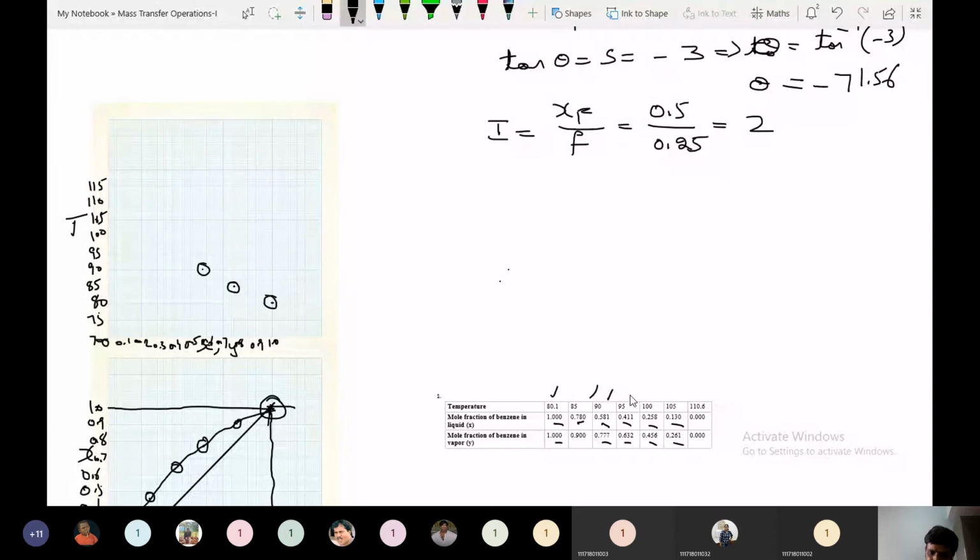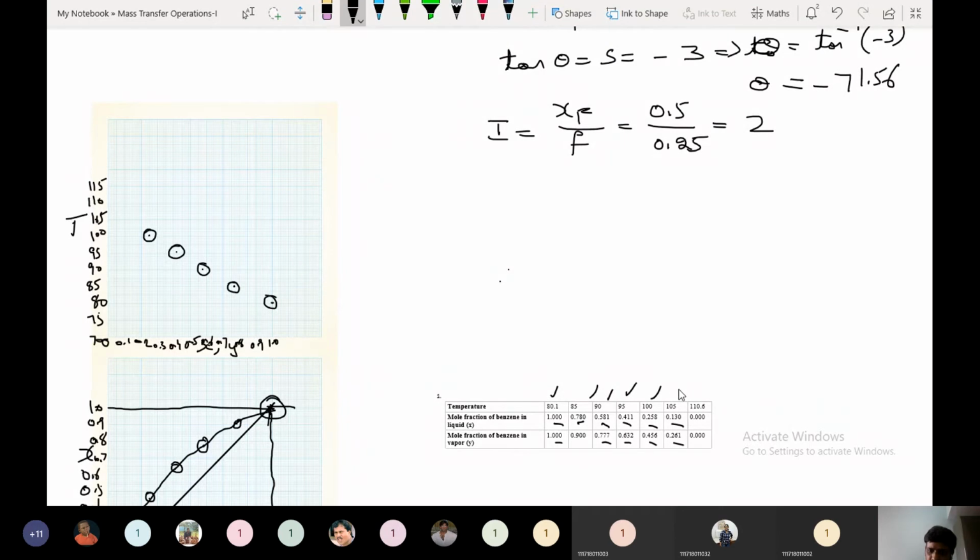And the next point is 95 and 0.411. So 0.411 will be coming here. Then 100 and 0.258. 100 and 0.258 will come around here.